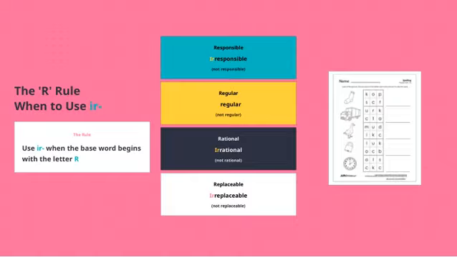So, in summary, whenever you see a word beginning with R, and you need to add the prefix to indicate its opposite or a related concept, remember to use ir. It's a straightforward rule that ties directly into the overall theme of understanding prefixes and how they modify word meanings effectively.